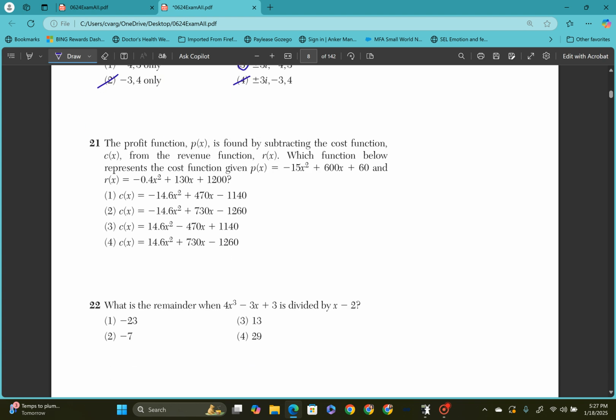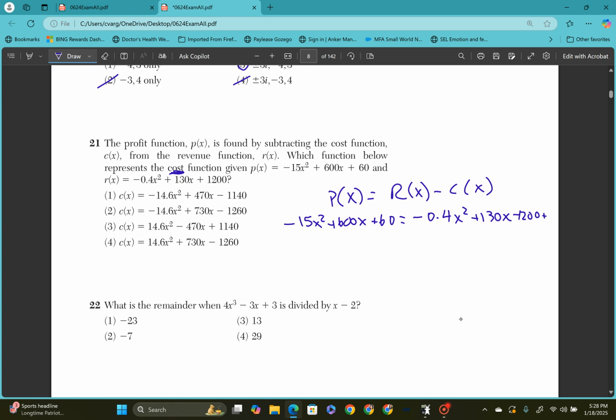We did do something like this. You do need to know that profit is equal to revenue minus cost. So R of x minus C of x. Here they're telling us to find which of the following represents the cost function. So P of x is negative 15x squared plus 600x plus 60, we are looking for C of x, but they gave us R of x is negative 0.4x squared plus 130x plus 1200. And then we had to find out what C of x is.